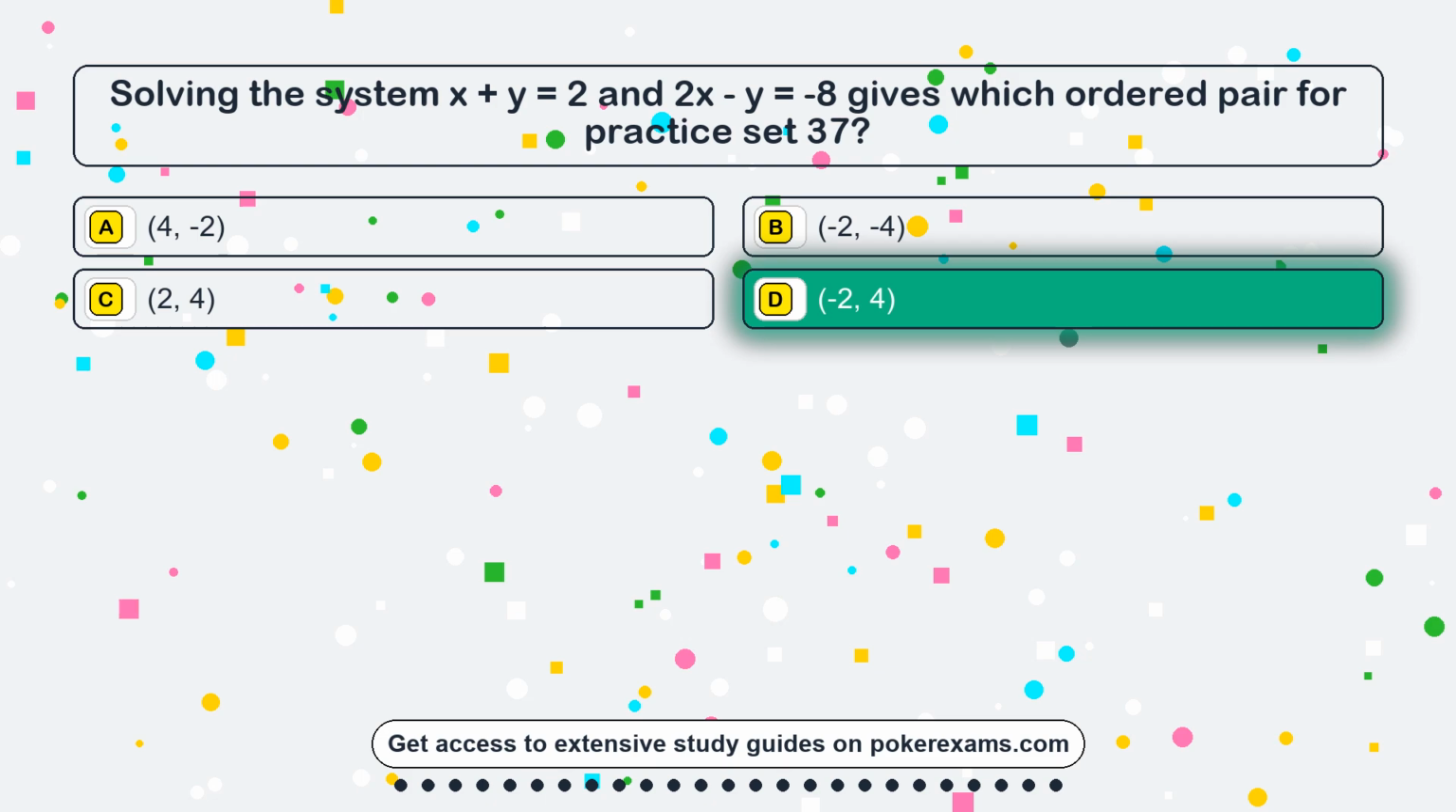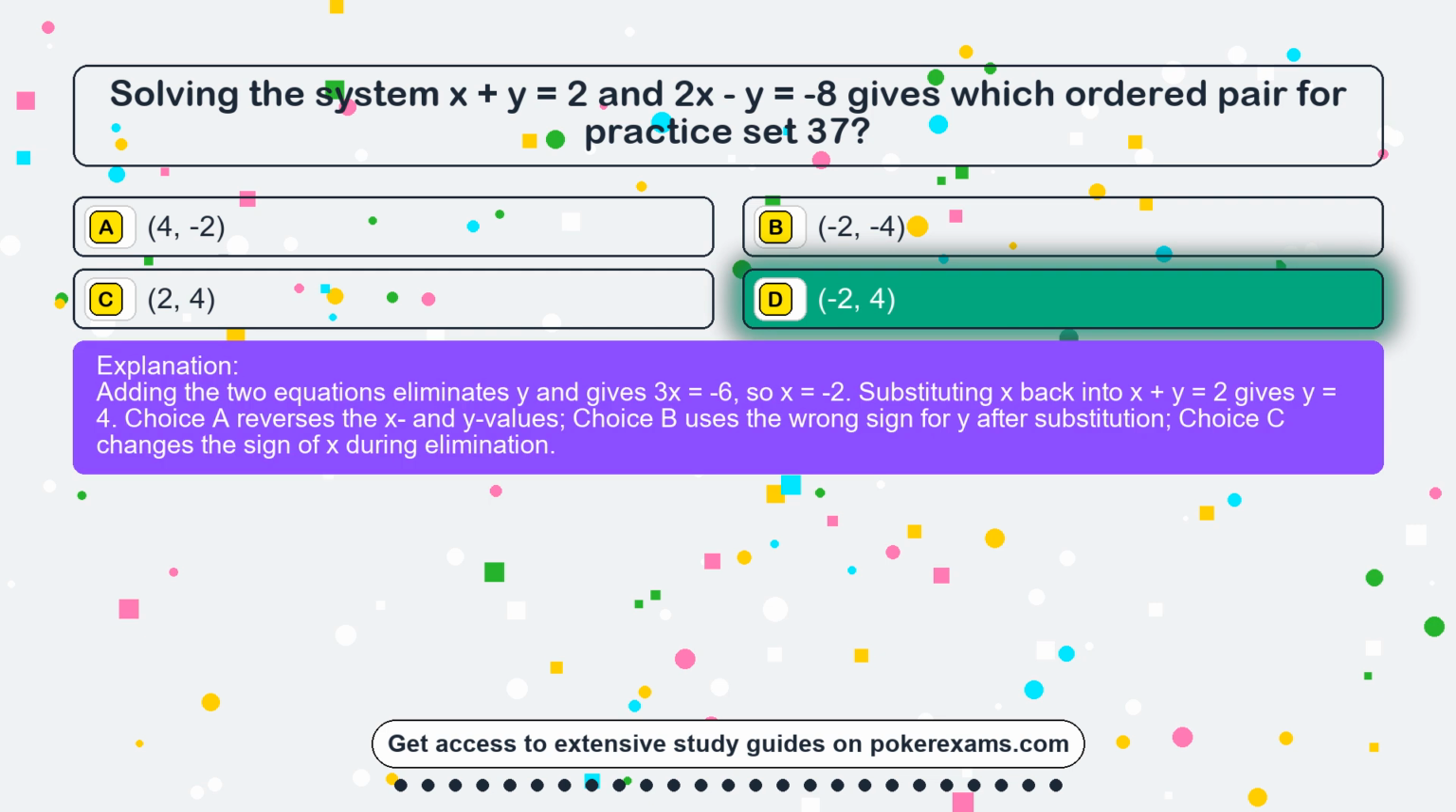The correct answer is option D, -2, 4. Adding the two equations eliminates y and gives 3x equals -6, so x equals -2. Substituting x back into x plus y equals 2 gives y equals 4. Choice A reverses the x and y values. Choice B uses the wrong sign for y after substitution. Choice C changes the sign of x during elimination.